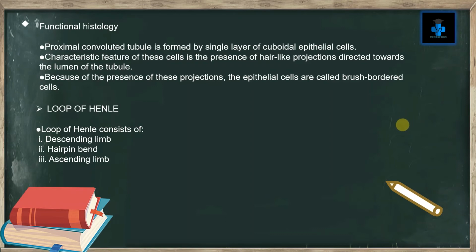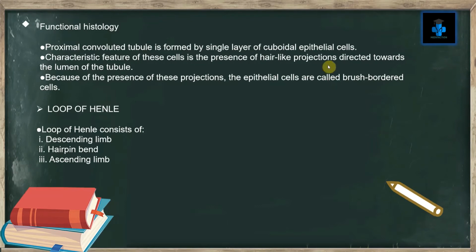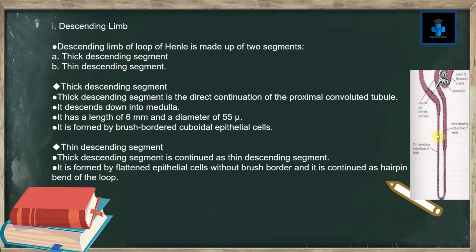Loop of Henle. It consists of a descending limb, hairpin bend, and an ascending limb. So this right here is the descending limb, which is the continuation of proximal convoluted tubule. The descending limb of loop of Henle is made up of two segments, thick descending segment and thin descending segment. Let's talk about thick descending segment.